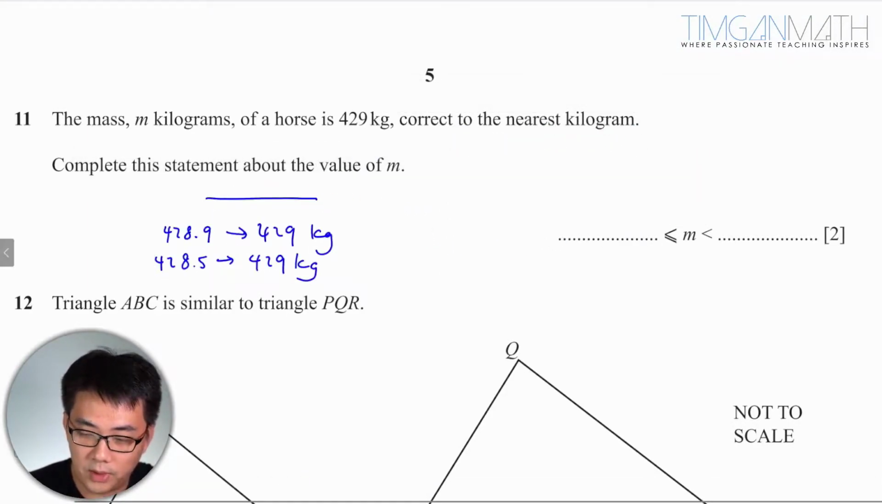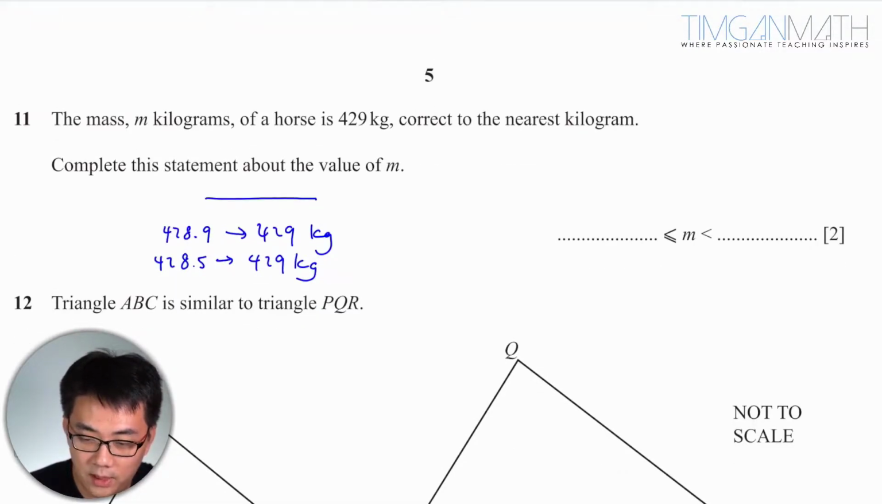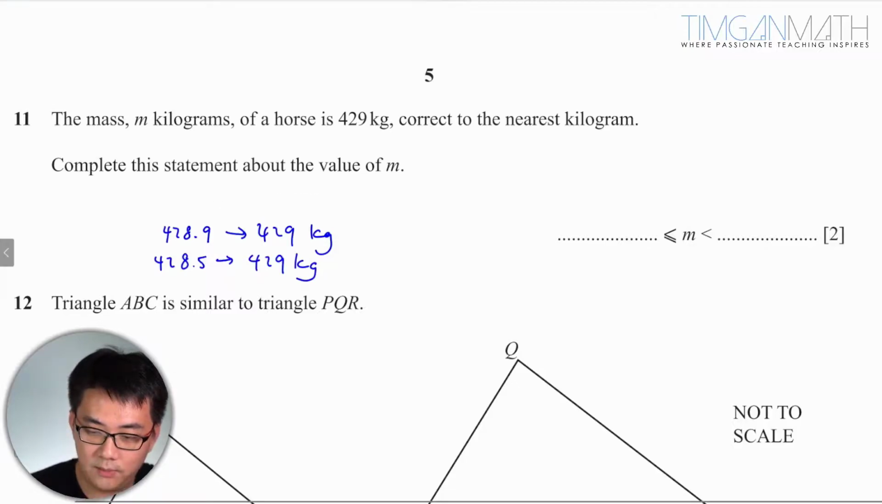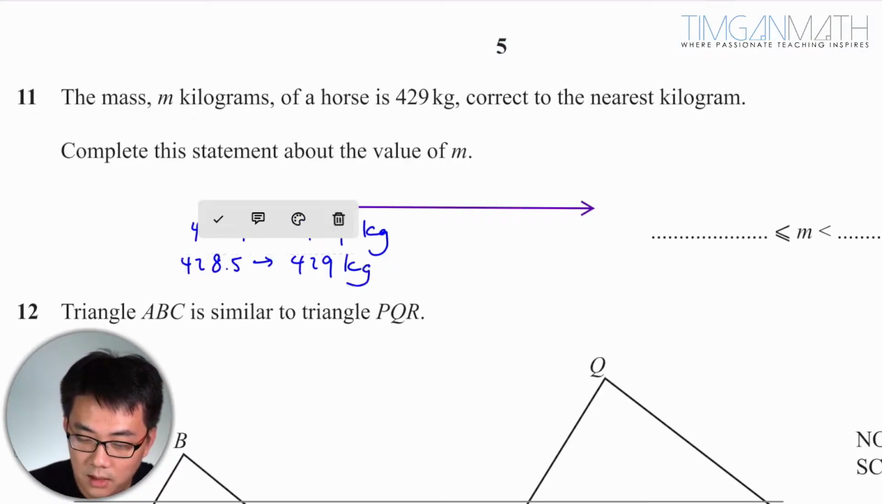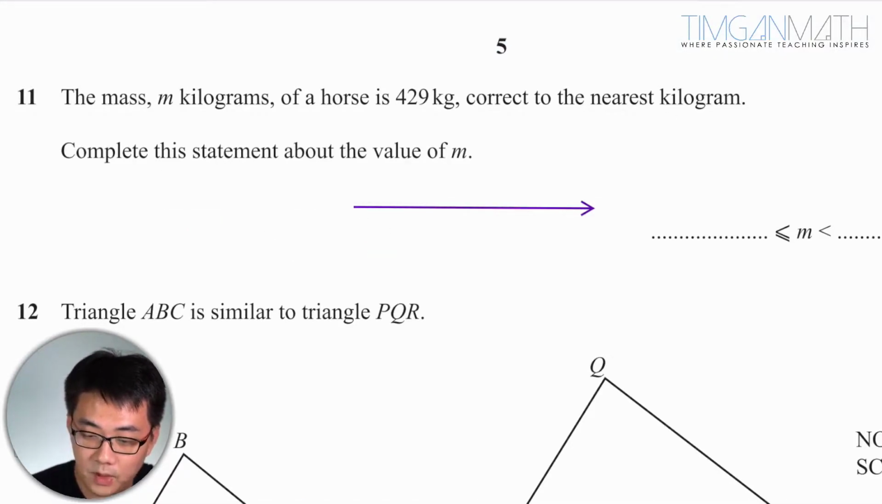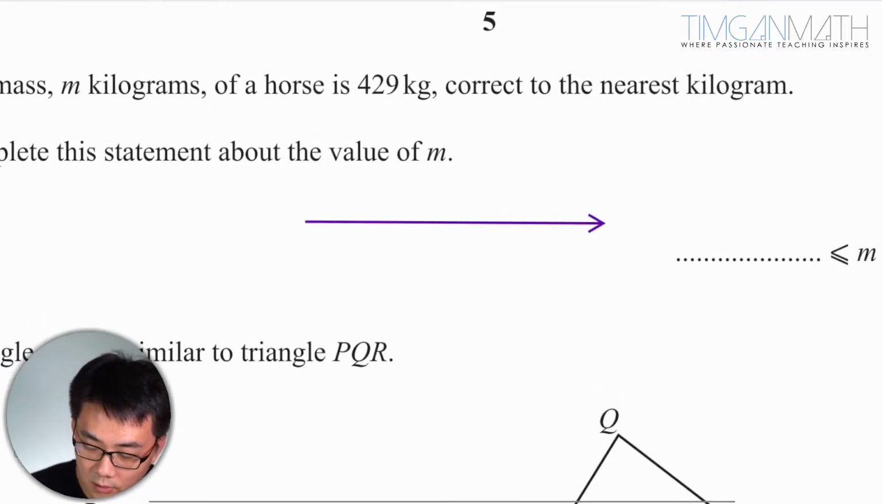So let me just repeat. The question now is you need to complete the statement where there's an inequality there. Just look at that. I think you just draw a number line. It will be much easier there. So let's say there are a few numbers on the number line here. So this is 429 kg.